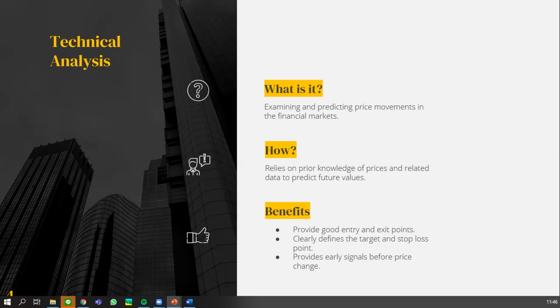Technical analysis has more advantages than fundamental analysis, since it can provide good entry points, also known as buying points, and exit points, also known as selling points. Another benefit of using technical analysis is that it clearly defines the target, which is the amount of profit we should get in a specific period of time, as well as the stop loss point, which is the lowest price point before we sell the stock. This may help us avoid losing too much money. Finally, technical analysis can give early warning signs of price changes, allowing us to become more attentive and know what to do next.